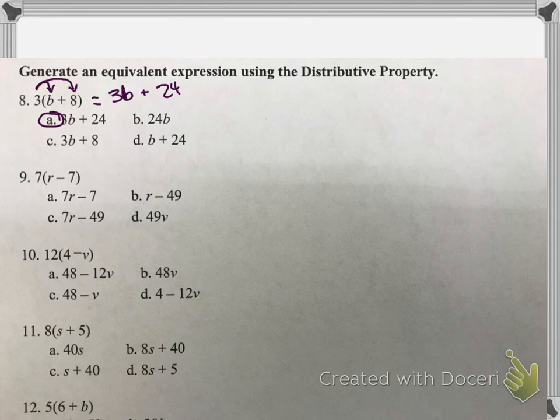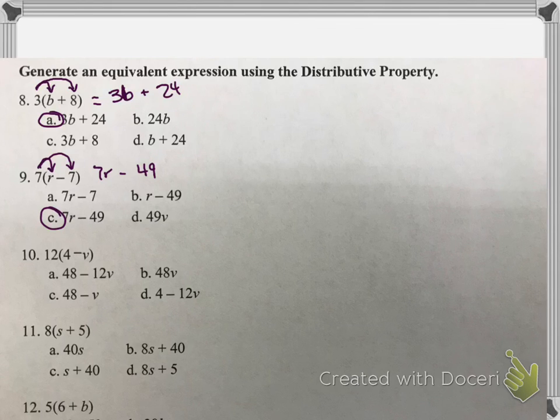Looking at the next example, we're going to distribute this 7. 7 times r, 7 times 7. So 7 times r is 7r. 7 times 7 is 49. So there's our answer.